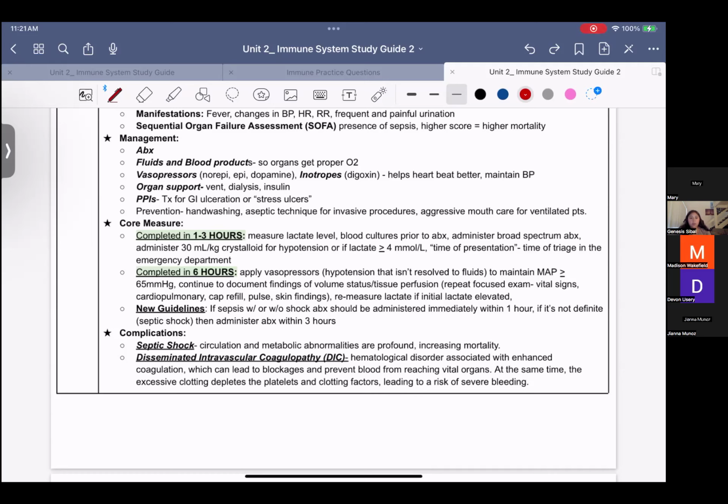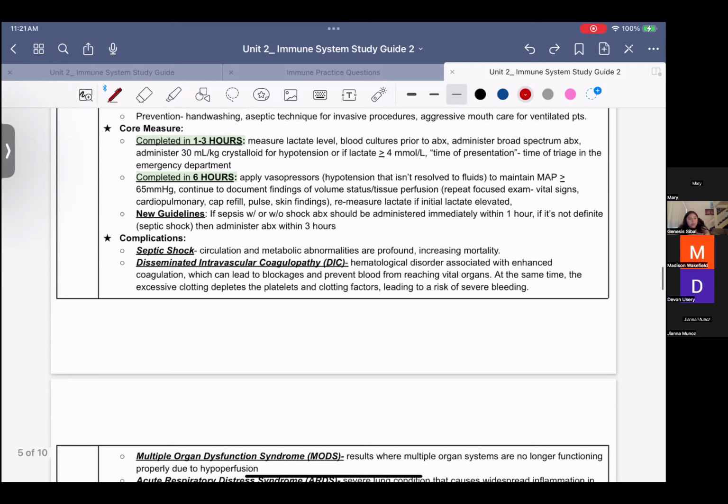So if they're able to wash their hands, use aseptic technique. If they're on a vent, you want to make sure you're doing that properly, giving them proper mouth care because they have an infection again. So yeah, you don't have to know this a lot. I don't even think she'll ask about this. I think the only thing she'll probably ask is, what's the first line of therapy that you see? Prevention.